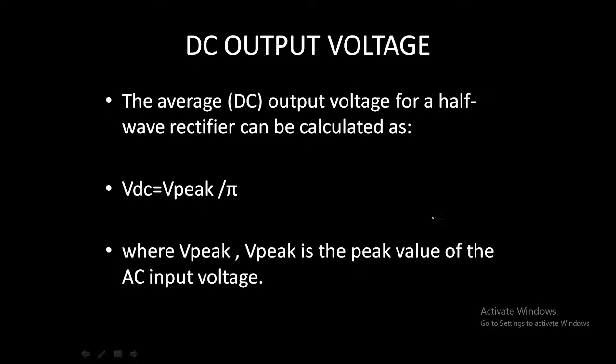Now, what is the output voltage? The average DC output voltage for a half wave rectifier can be calculated as VDC equals V peak divided by pi. This is the formula for calculating the average output voltage, where V peak is the peak voltage.